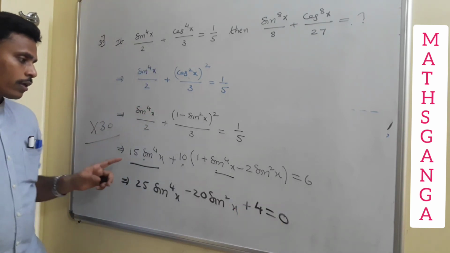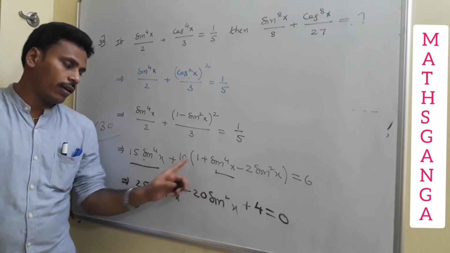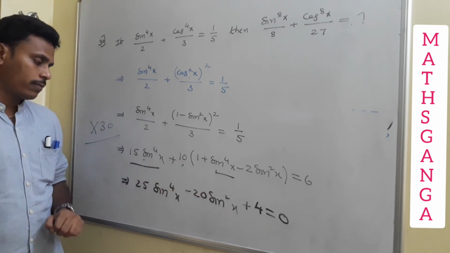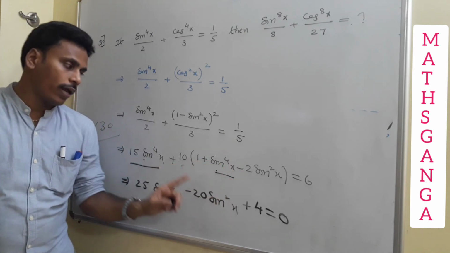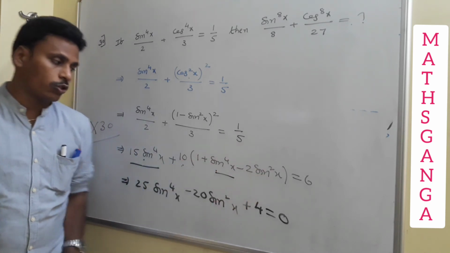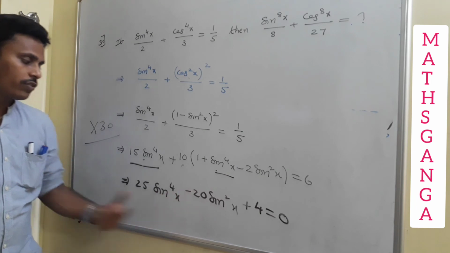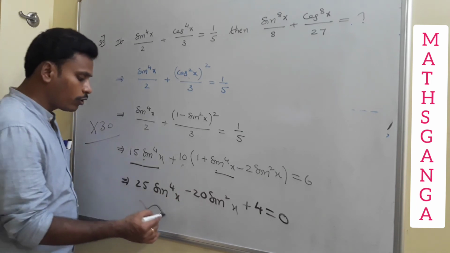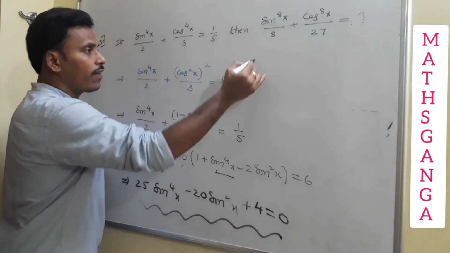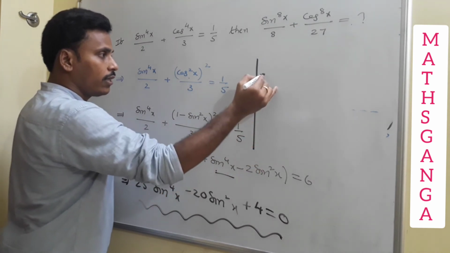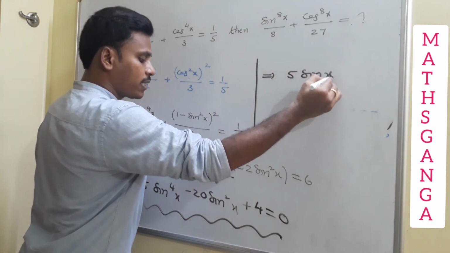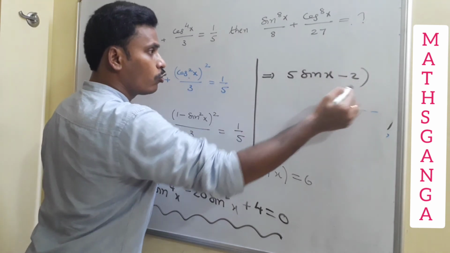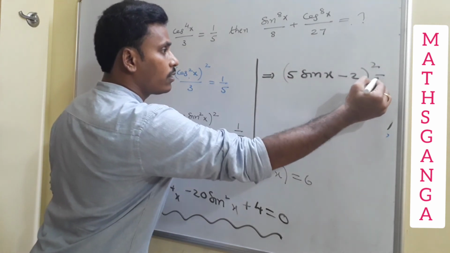Is it right? See, 15 and then this 10, 25 sin power 4x. And then minus 20 sin square x plus 10 minus 6 is equal to 4. So ultimately you have this statement. And now you just observe this. If you observe it, I will rewrite it like this. This implies, I will rewrite it like this: (5 sin x minus 2) whole square is equal to 0.